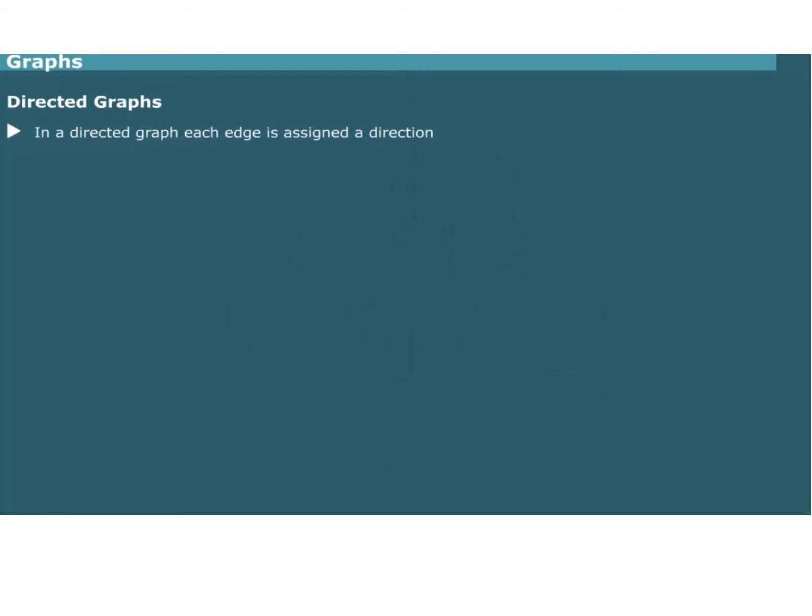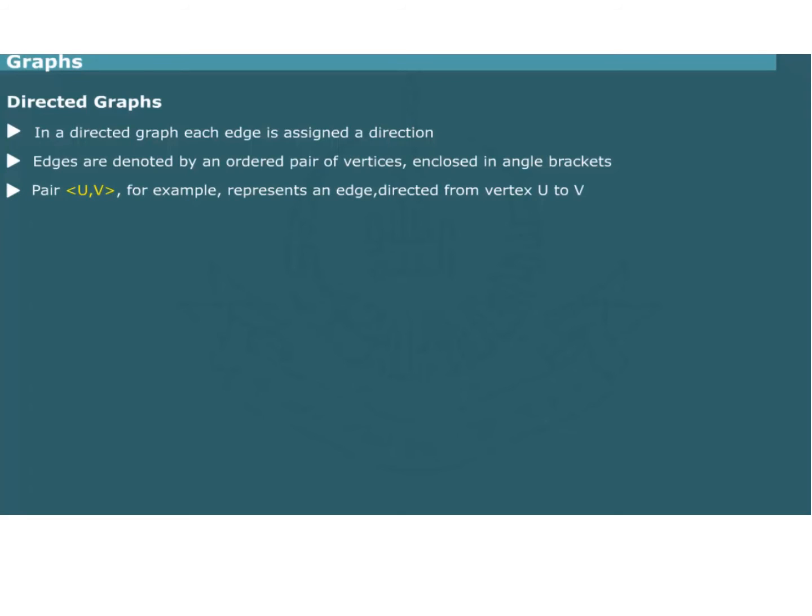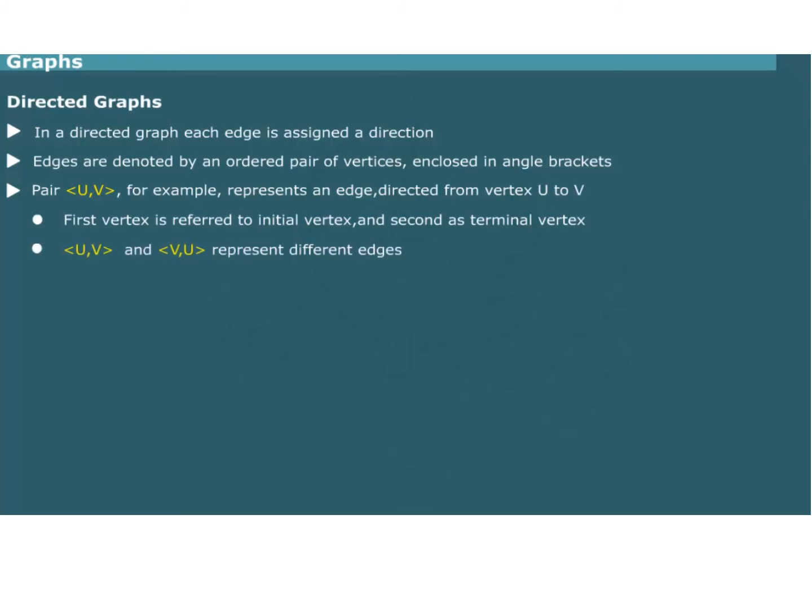Directed graph. In a directed graph, each edge is assigned a direction. The edges of a directed graph are usually denoted by an ordered pair of vertices enclosed in angle brackets. Thus, the pair <U, V> represents an edge which starts at vertex U and ends at vertex V. The first vertex is referred to as the initial vertex and the second as the terminal vertex. As such, <U, V> and <V, U> represent different edges connecting the same pair of vertices. A directed graph is also termed as a digraph or network.